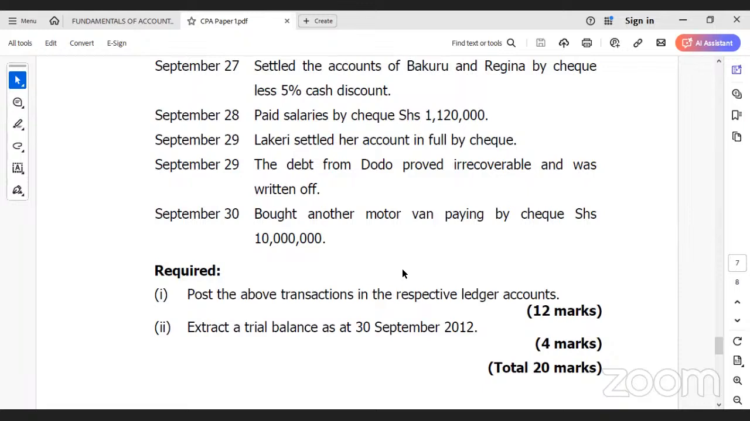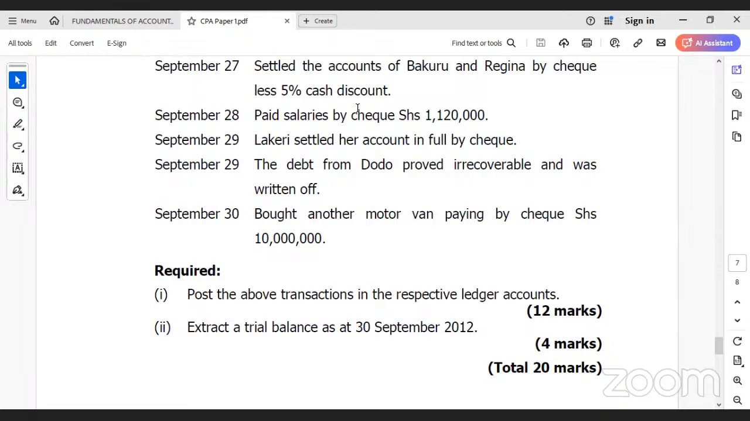Now these are suppliers. You're paying them. You're paying Bakuru and Regina, but there is a discount. These are suppliers, so they offer a discount to you. So we call this a discount received. There is a reduction in the amount which Kabate is supposed to pay. So that reduction is what we call a discount received.